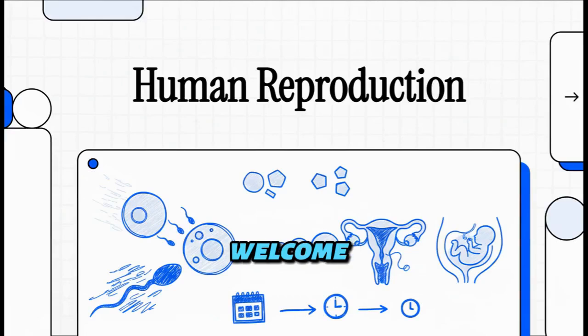Hey everyone, and welcome. If you're prepping for NEET, you've come to the right place. Today, we are diving deep into one of the most amazing chapters in all of biology, human reproduction. We're going to do a one-shot revision of the entire thing, from a single cell all the way to a new life. It's going to be fast, it's going to be thorough, so let's get right into it.